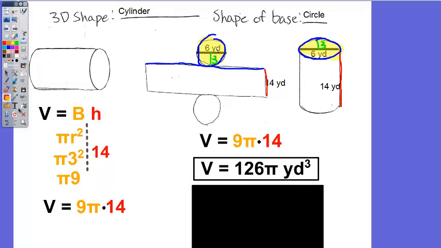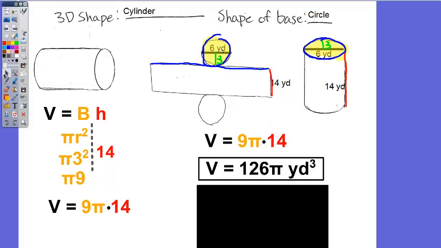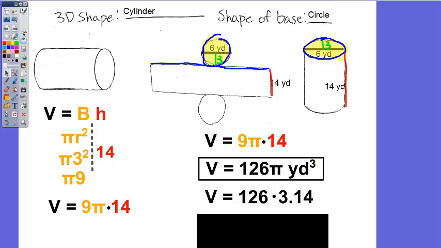However, if it's not asking for the answer in terms of pi, we have to plug in 3.14. So what do we plug in for pi? 3.14. The area of my base is 36, and then finally the height. 126 times 3.14.